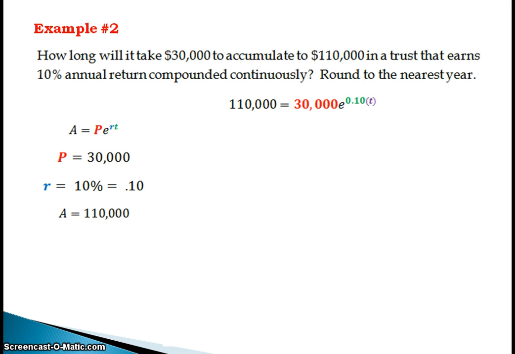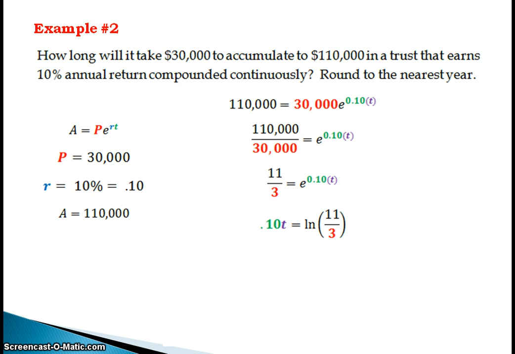So let's set this up. Let's plug in everything we do know, A, P, and R, and then we're going to divide both sides by 30,000 and simplify. Now we have an expression that we can use to find the inverse and then solve for T. So we set this up, because it's e, as a natural log and not a log. And remember that natural log, or ln, is log base e.